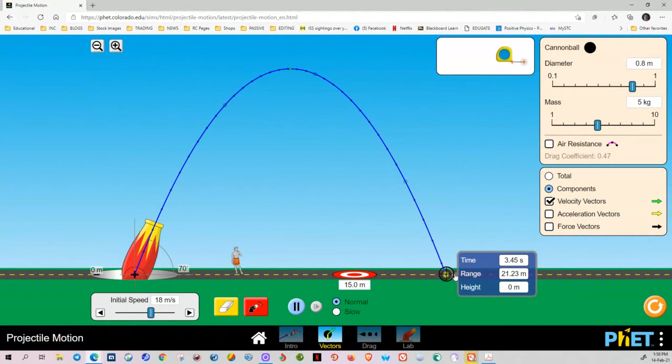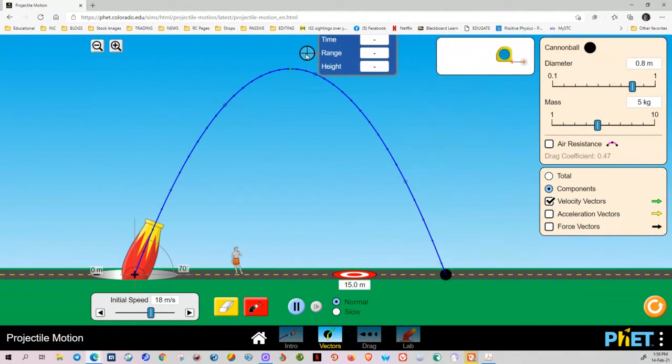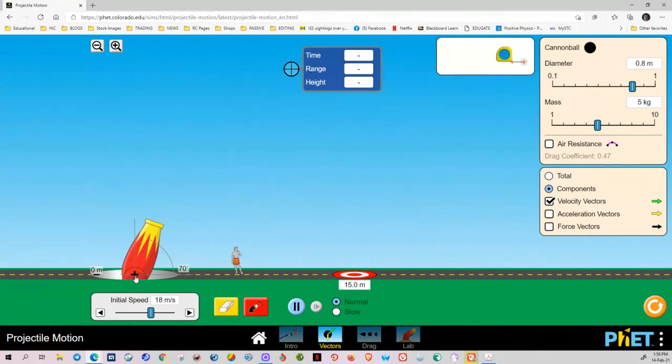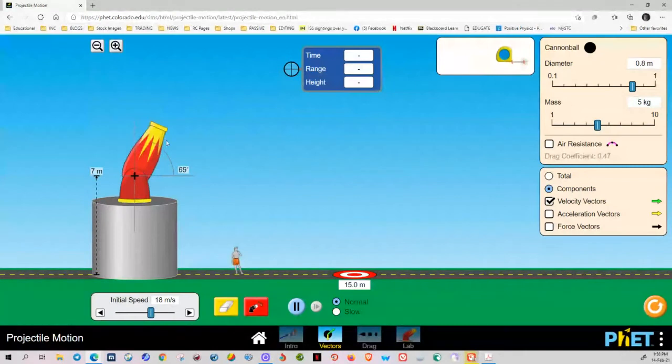But the height, of course, is 0. If you place the tool here, at the maximum height, you can see the dot is actually a different color. It gives you the maximum height, okay? What else can we do with the simulator? You can change the height to give our cannon an initial height, okay? So let's try it.